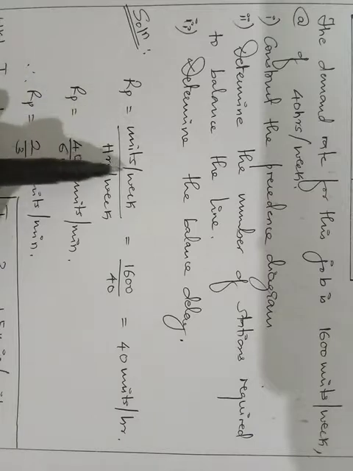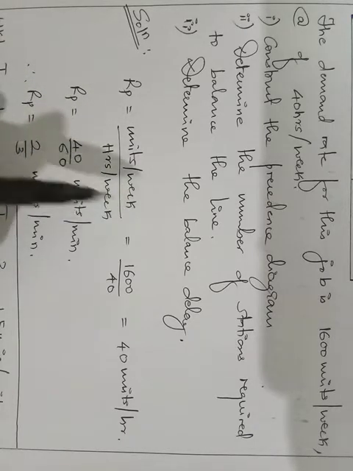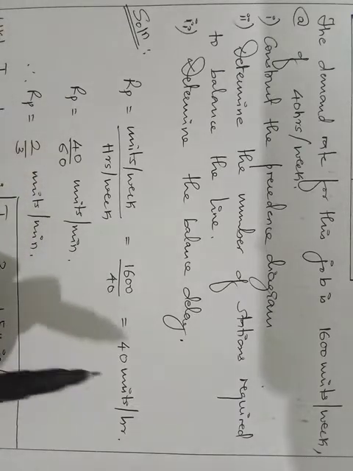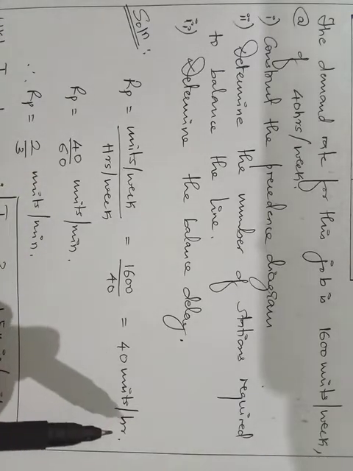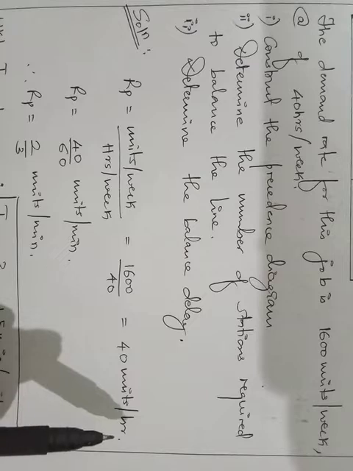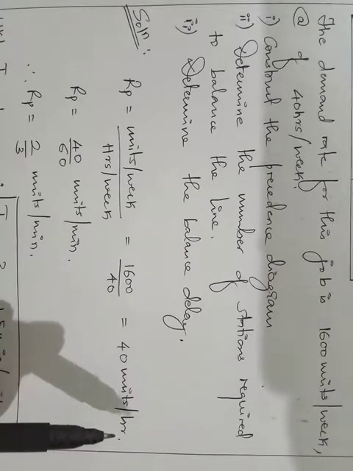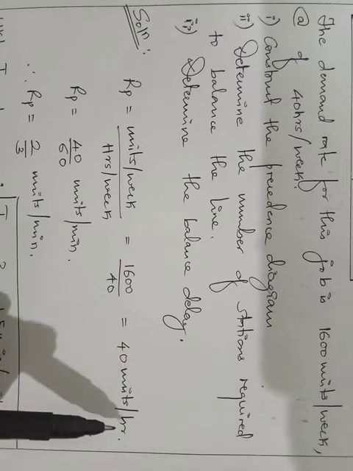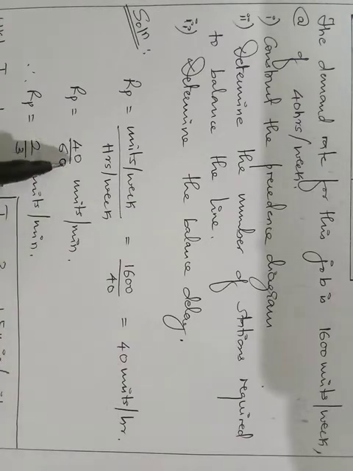Right. So units per week divided by hours per week, week and week get cancelled, and I'll be getting the production rate RP, which is 40 units per hour. Since my element time is in minutes, I will be converting this production rate also into minutes. To convert hours into minutes, I divide by 60. 40 divided by 60 gives me those many units per minute. If I simplify, it becomes 2 by 3 units per minute.